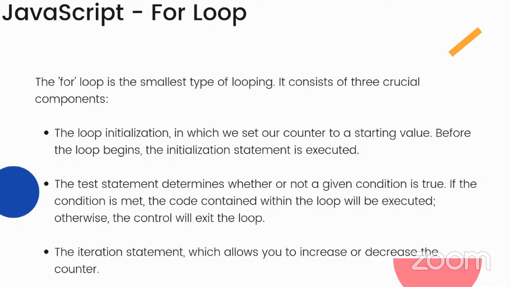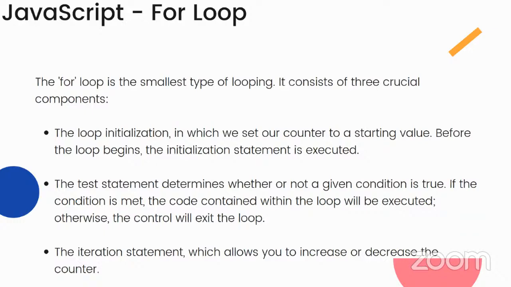Yes, the for loop is the smallest type of looping. It consists of three crucial components. Without those components, the for loop is useless, it won't work. So we have the loop initialization, in which we set our counter to a start value before the loop begins. The initialization statement is executed, so check that initialization statement first before you execute anything.